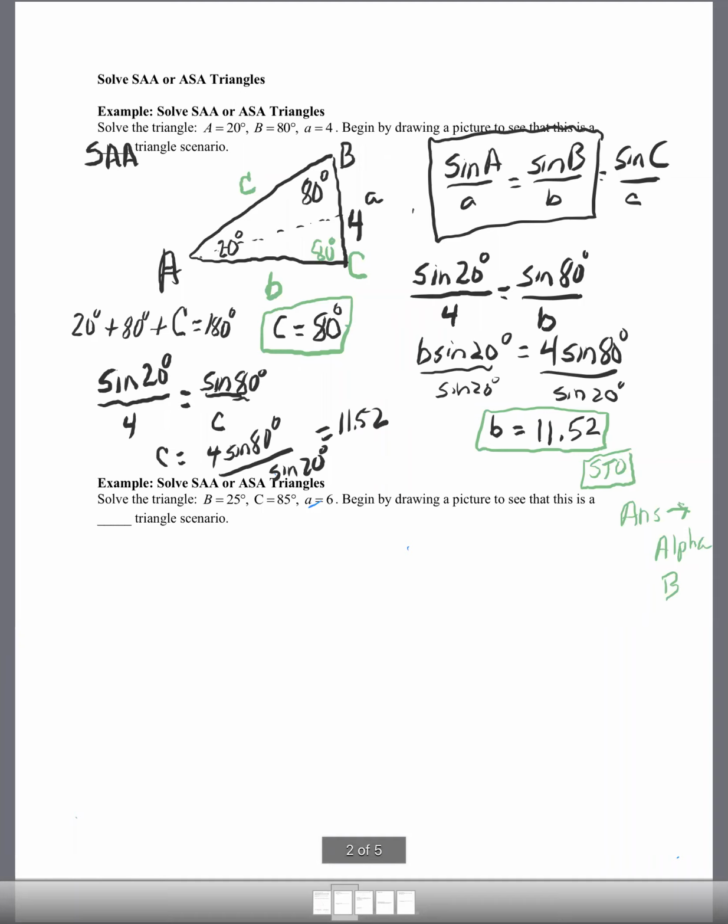So here is my other value that I was looking for. And now I can say that the triangle has been solved.